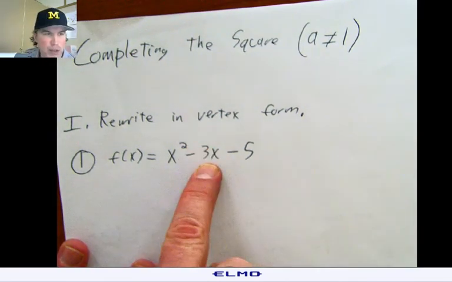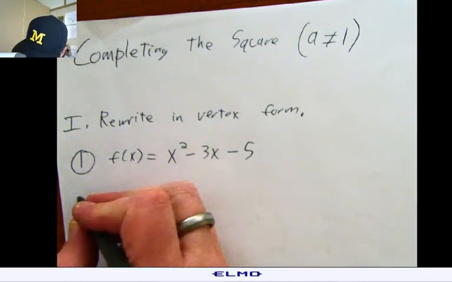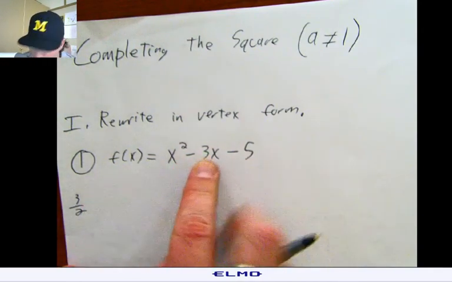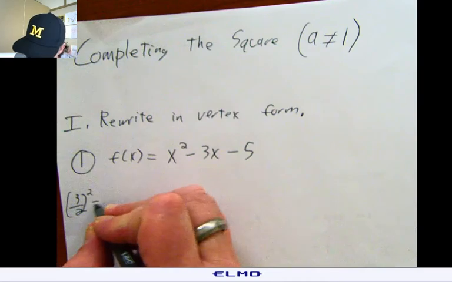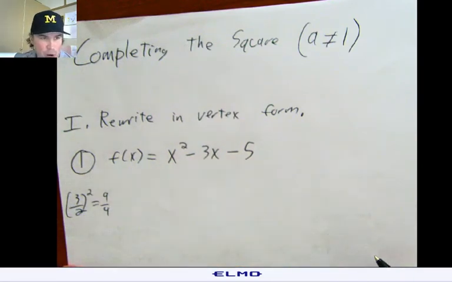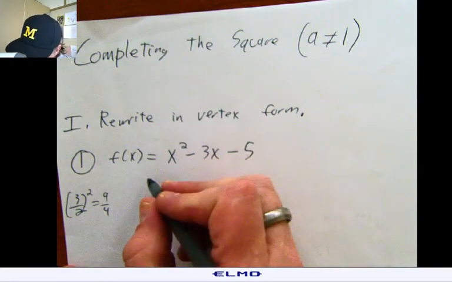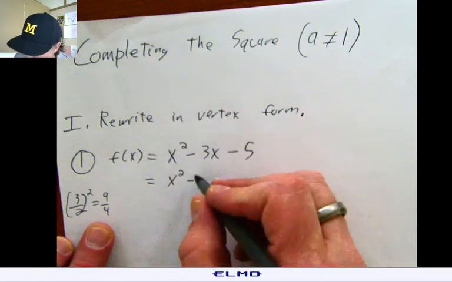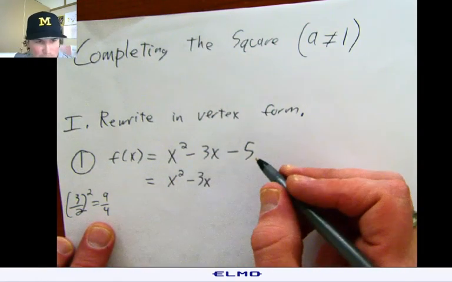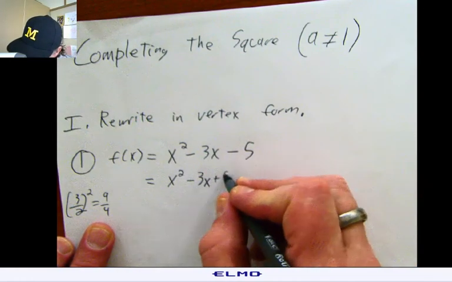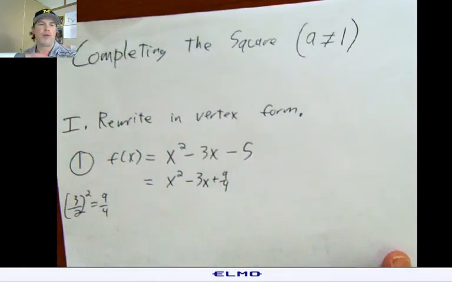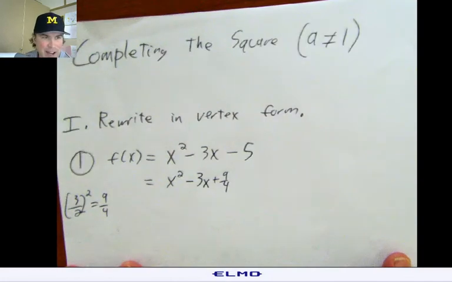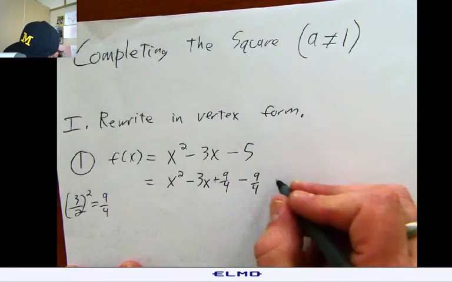But as we talked about in the previous lesson, you take this 3, divide it by 2, and square it, and that works out to be 9 over 4. So this is what you need to add and subtract. So it becomes x squared minus 3x plus the 9/4. And then like we've always done before, if we're going to add 9/4, we also need to subtract 9/4, and I still need to subtract this 5.